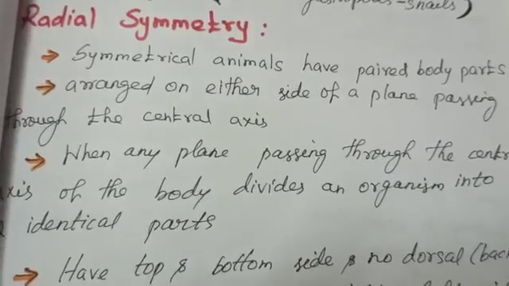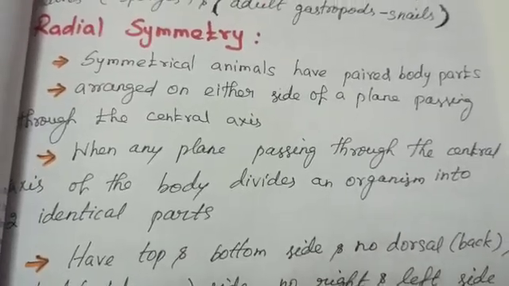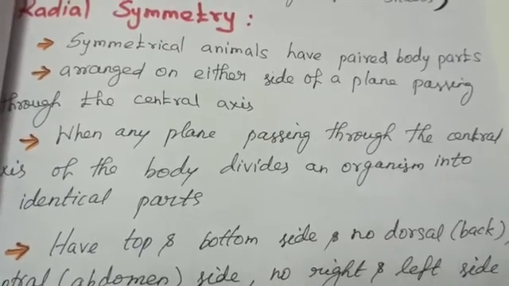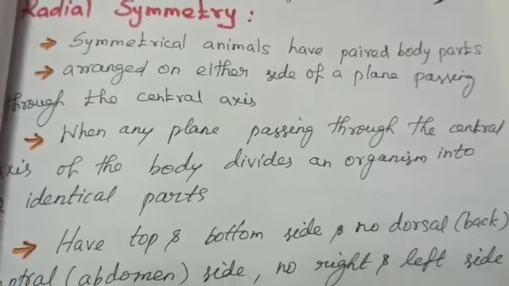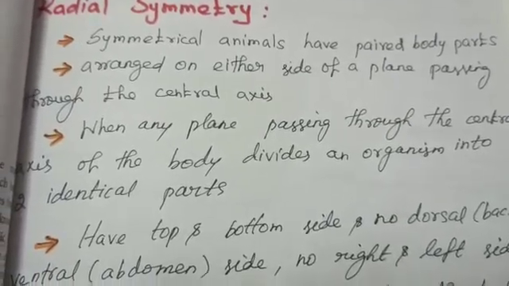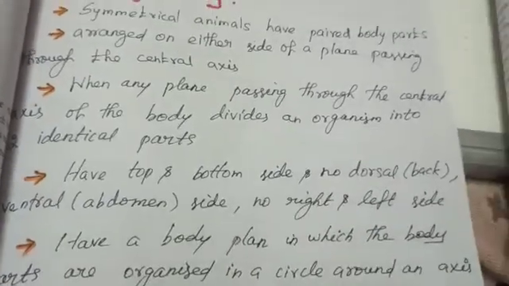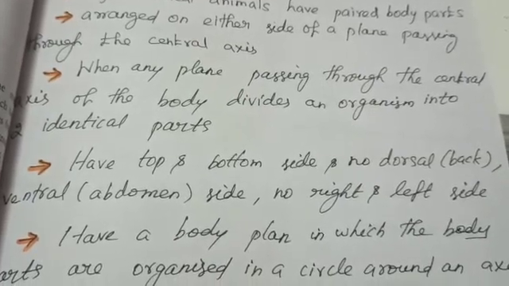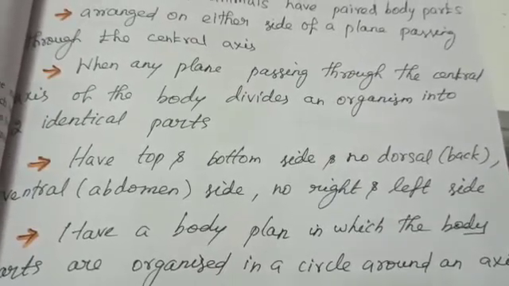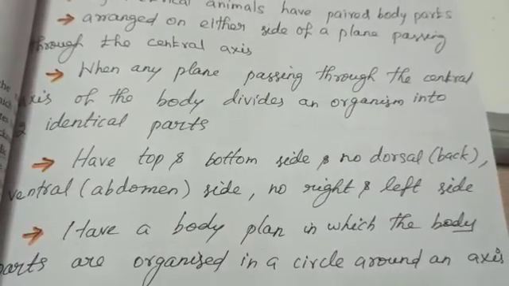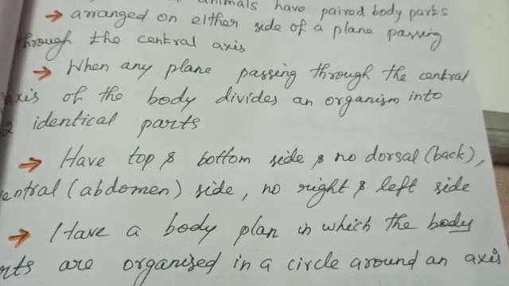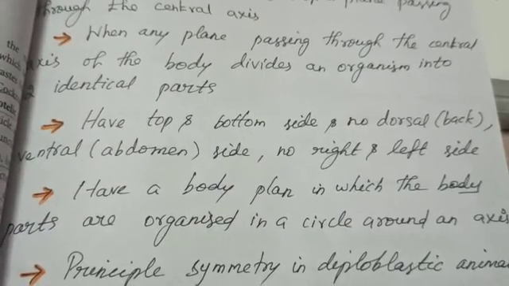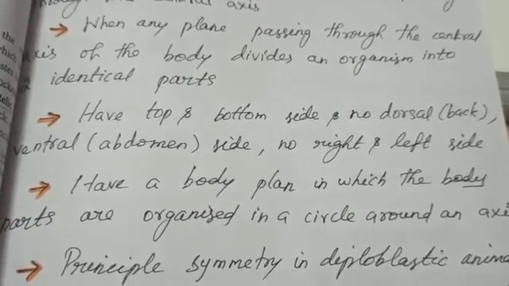The next one is radial symmetry. Symmetrical animals have paired body parts arranged on either side of a plane passing through the central axis. That means from the central axis we can divide the organism in any plane, and it can give two equal halves. It is called radial symmetry. Any plane passing through the central axis divides the organism into two identical, that is similar, parts. They have top and bottom sides and no dorsal-ventral side, no right and left side. They have a body plan in which the body parts are organized in a circle around an axis.